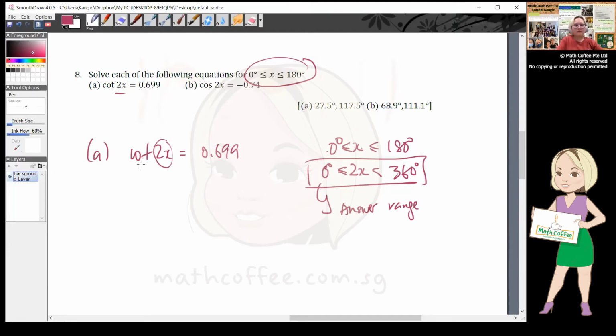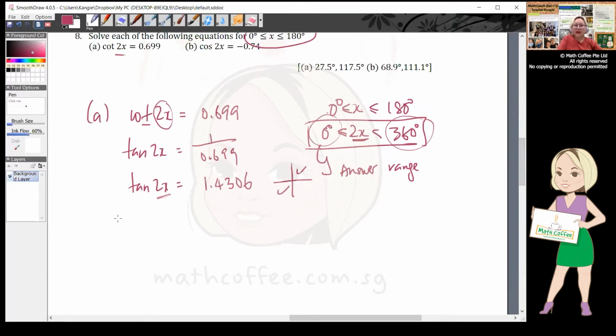So let's proceed. First is t means it's tangent. So tangent 2x is simply just 1 over 0.699. So key calculator 1 divided by 0.699. It will give you tangent 2x is equals to 1.4306. Okay, tangent positive is first and third quadrant. And because we are looking at 2x, my working range is 0 to 360 degrees, so I don't reject anything yet. That means I still have two answers first. Then let's proceed to find our basic angle.